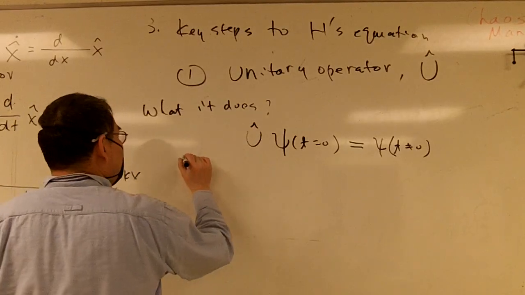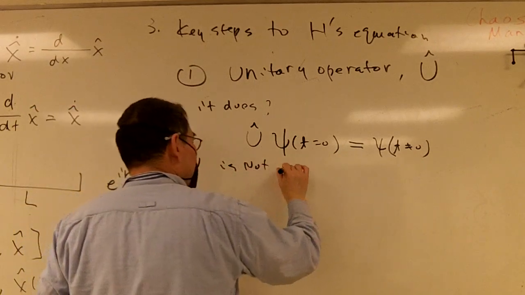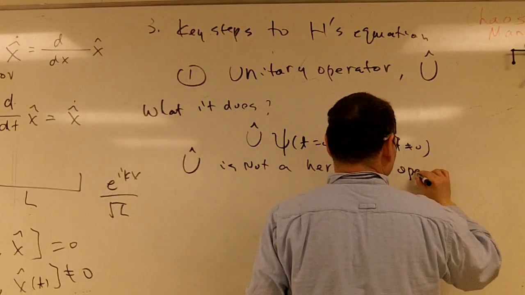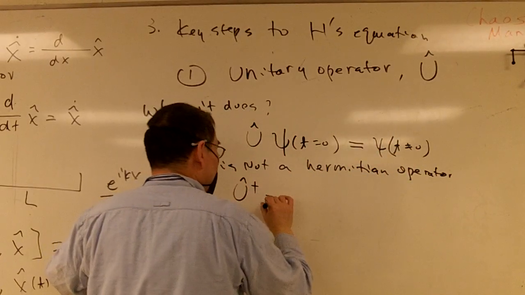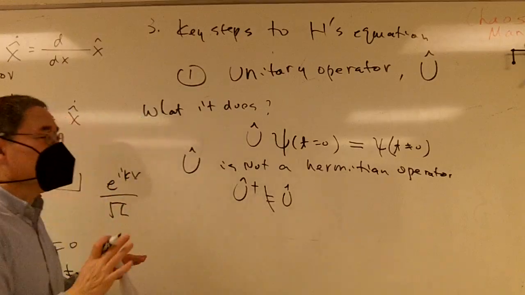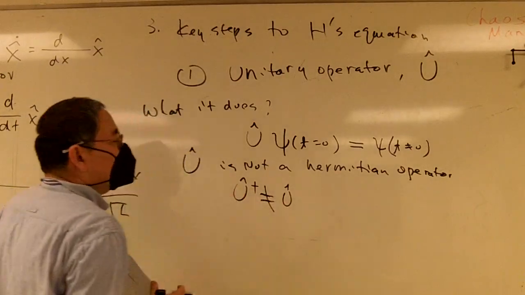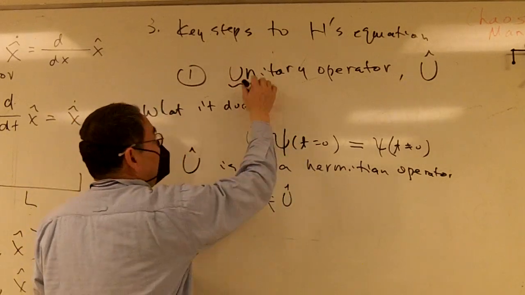And second, the unitary operator is not a Hermitian operator. And this is very, very different. In other words, U dagger does not equal U. It's not Hermitian, so it's not observable. You cannot observe a non-Hermitian operator, but it's a useful operator for us to use.